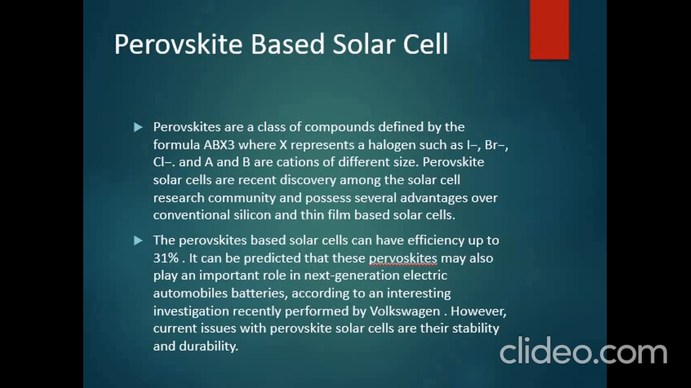It is a compound defined by formula ABX3, where X is a halogen atom and A and B are cations of different size. Perovskite solar cells are a recent discovery among the solar cell research community, and possess several advantages over conventional ones. It has efficiency up to 31%. It is going to be the future of solar cell.